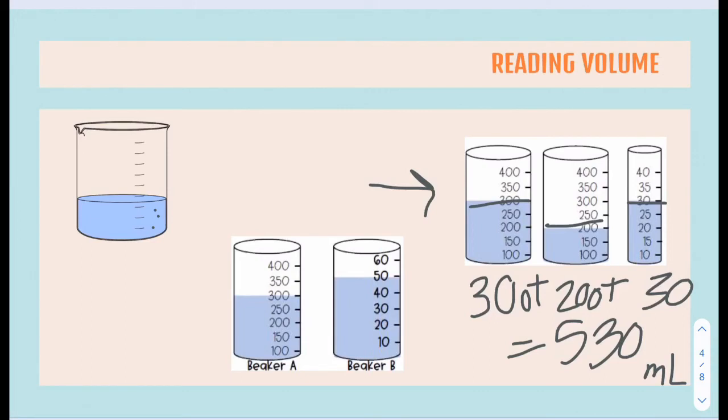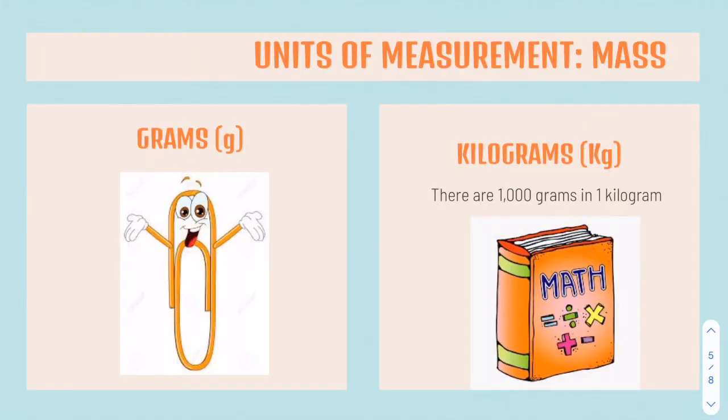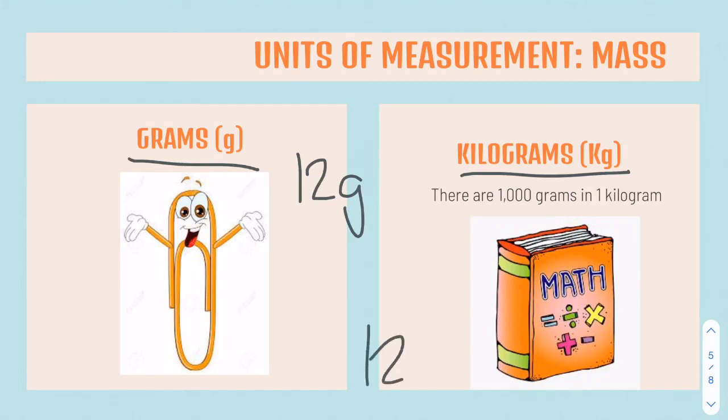So that is a really quick way to read your volumes. Next up, we have mass, and our units of measurement for mass are going to be grams, which is this little g, or kilograms, which is a big K and a little g. If I were writing out 12 grams, I would write it like that, or 12 kilograms, I would write it out like that.